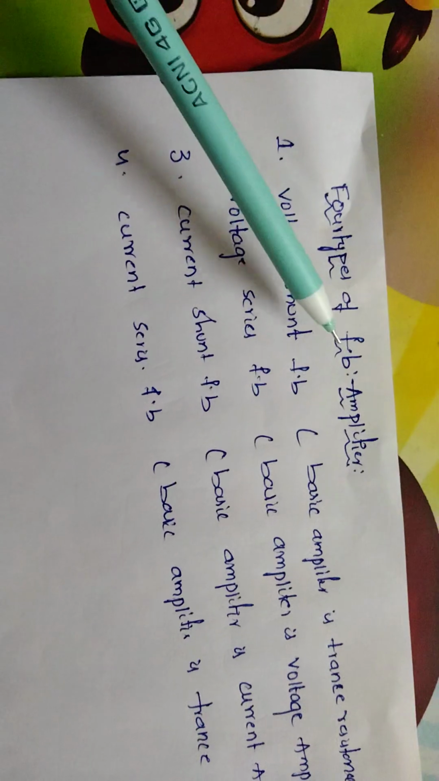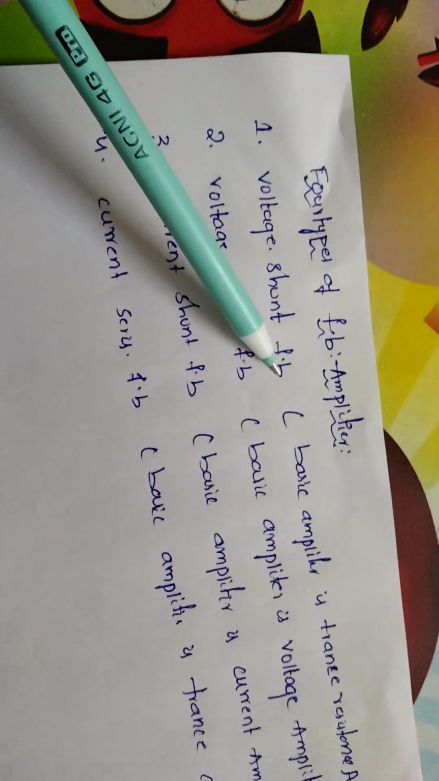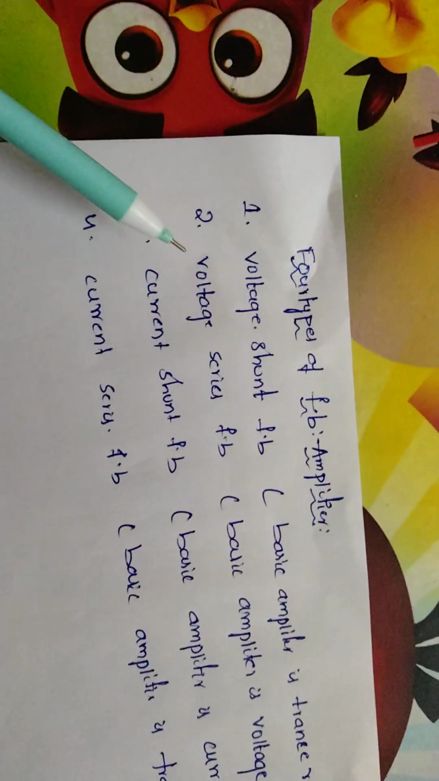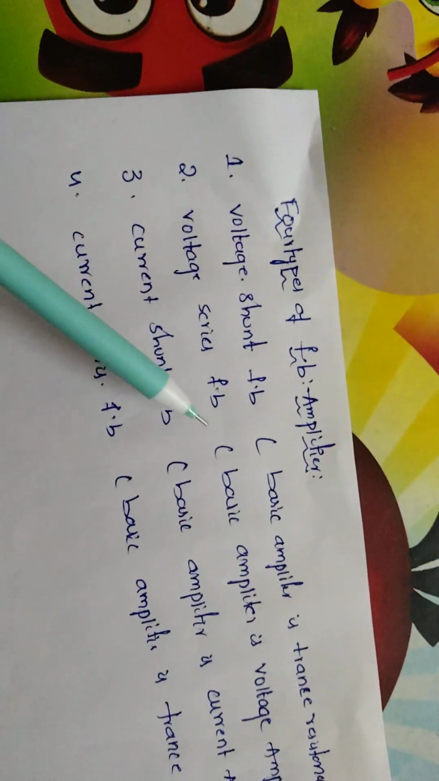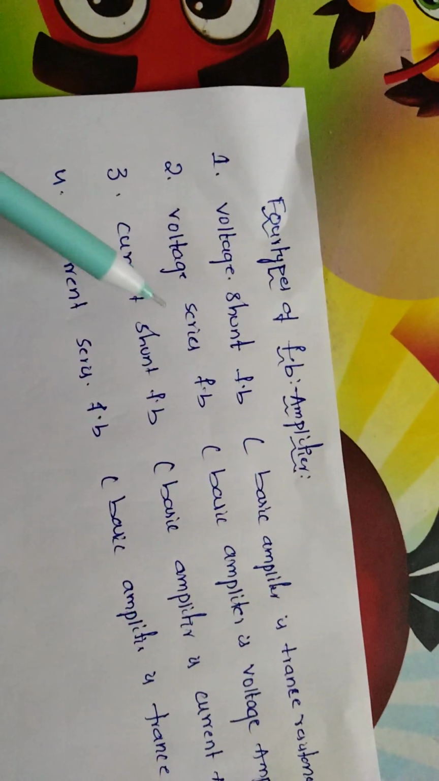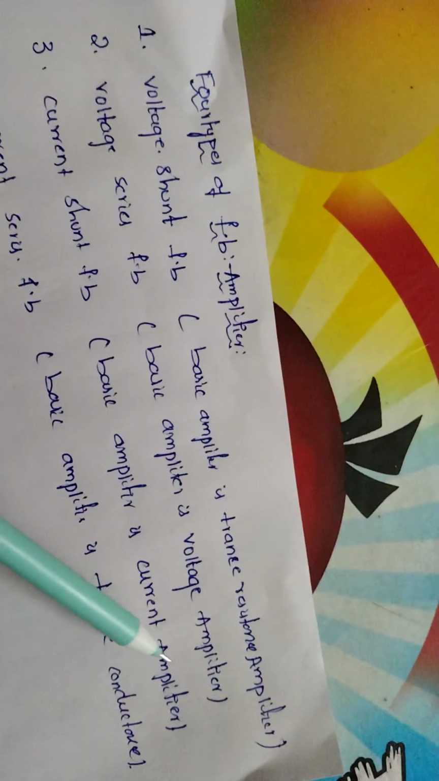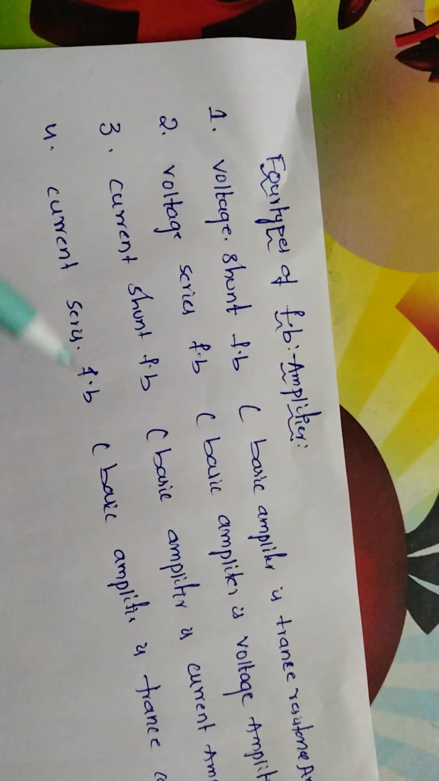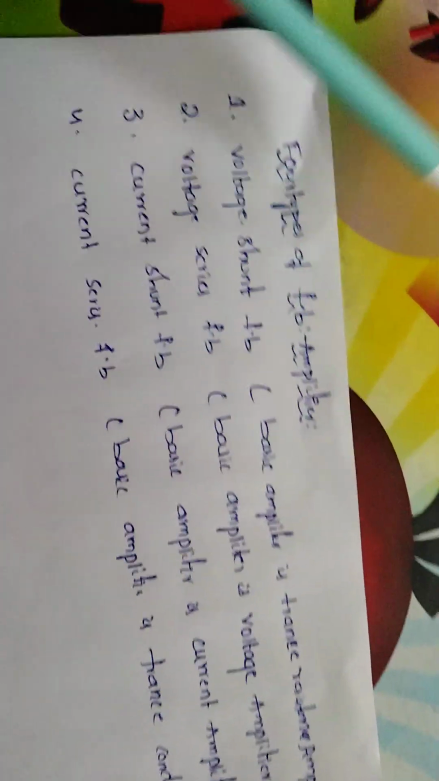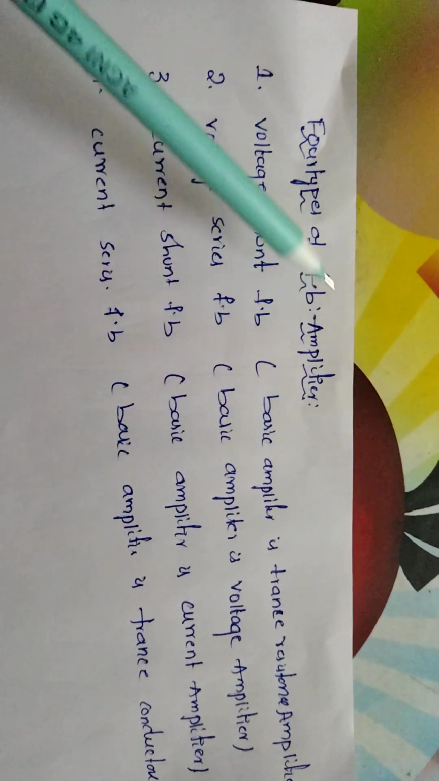There are four types of feedback amplifiers. The first is the voltage shunt feedback amplifier, where the basic amplifier is a transresistance amplifier. The second is voltage series feedback, where the basic amplifier is a voltage amplifier. The current shunt feedback amplifier has a current amplifier as the basic amplifier. Current series feedback means the basic amplifier is a transconductance amplifier. These are the main topics considered in feedback amplifiers.